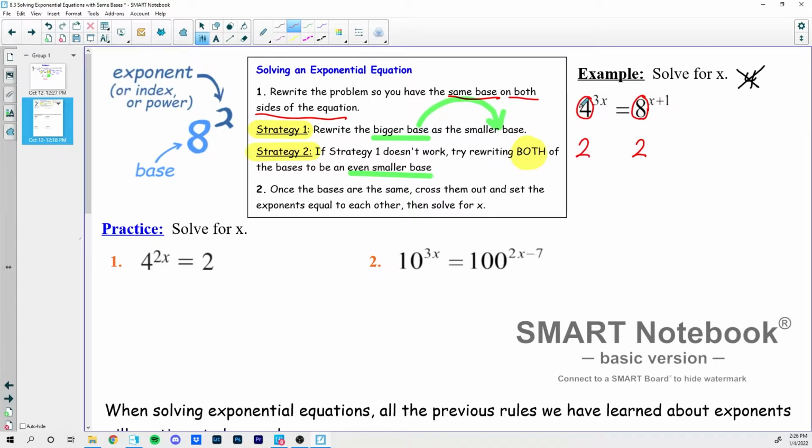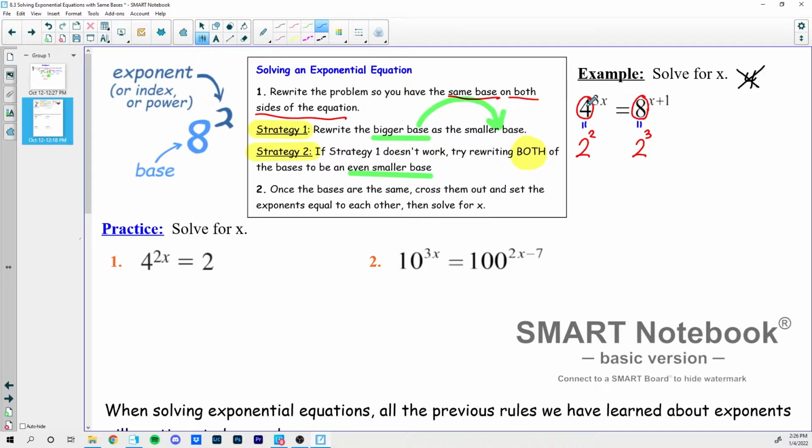So how do I rewrite 4 so it has a base of 2? If you're thinking that I would take this and make the exponent 2, that would be correct, right? 2 to the power of 2, that does equal 4. So that's true. And then here, how do I rewrite 8 so it has a base of 2? It would have a different exponent. It's not going to be 2. If you're thinking 3, that would be correct. So that would be equal to 8.